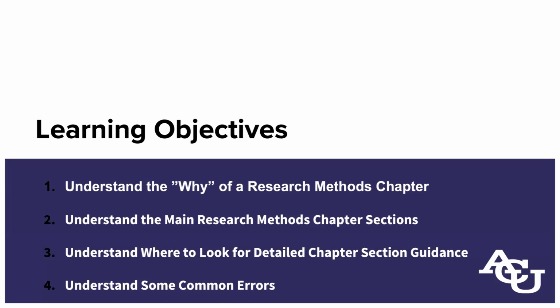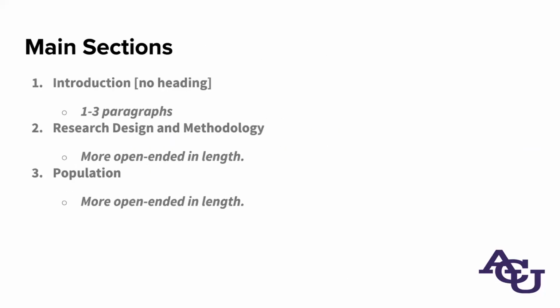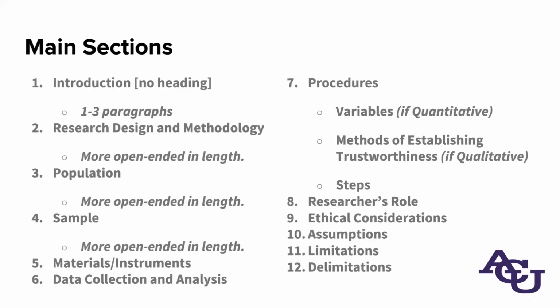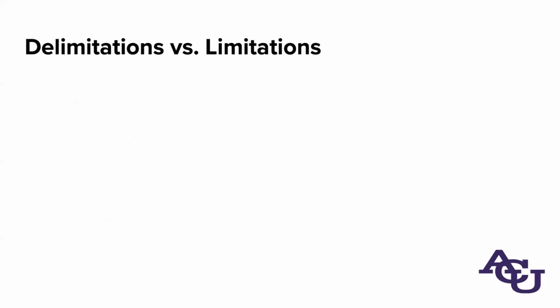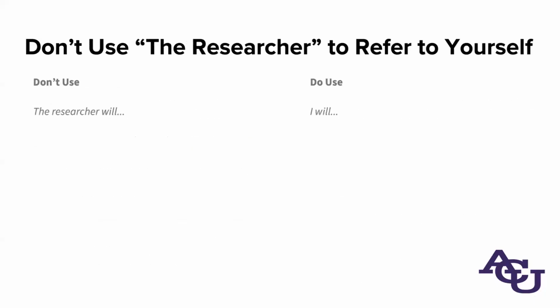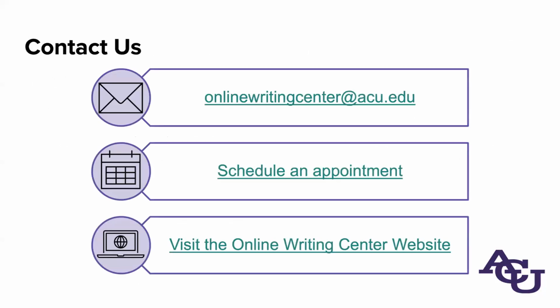We talked about where to look for detailed chapter guidance on what should go into each section. In the DMP program, you want to look at exemplars of recent doctoral projects. And in the EDD program, you want to look at the EDD dissertation handbook, or sorry, the EDD dissertation content guidelines is the technical name. And then we talked about a few common errors, some places where people get confused. And that's, I think, all the time we have for today.